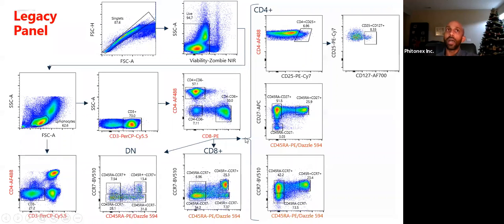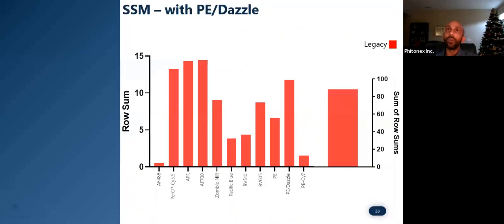So just a quick reminder of the results from our legacy panel. I do want to highlight that all of the fluors in red are going to be the fluors that we're going to replace throughout this panel design process. These are places where we can make improvements. When we look at the spillover spread matrix from this legacy panel, this is what we see.